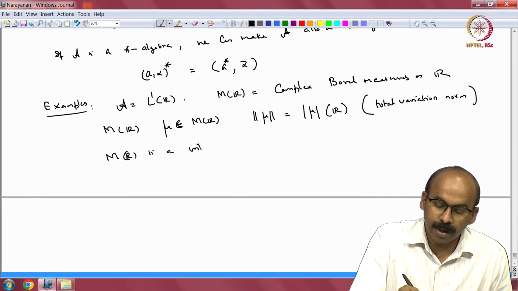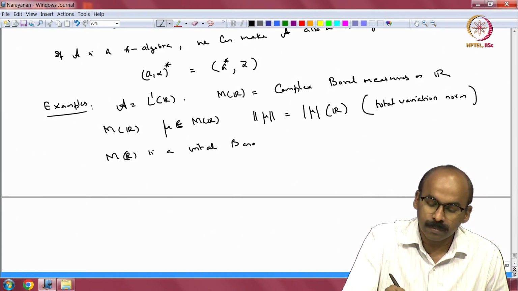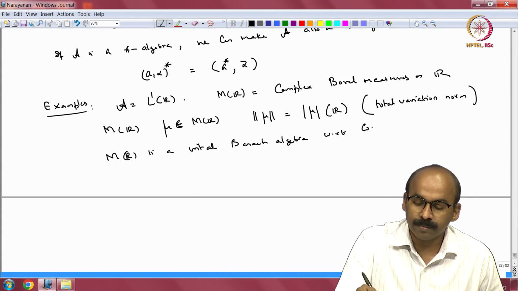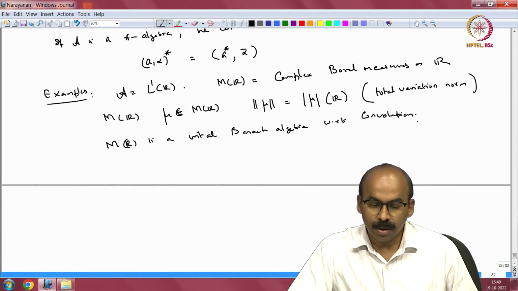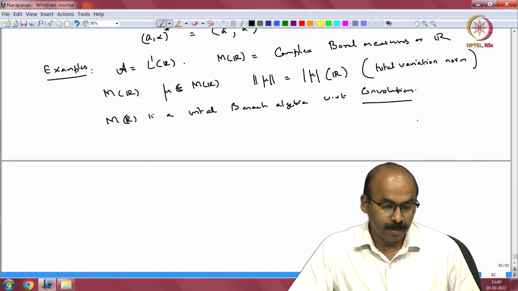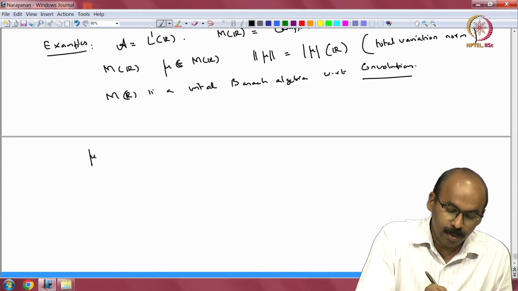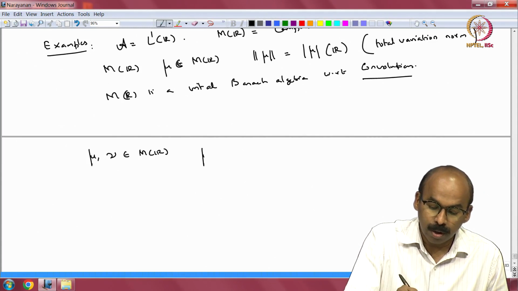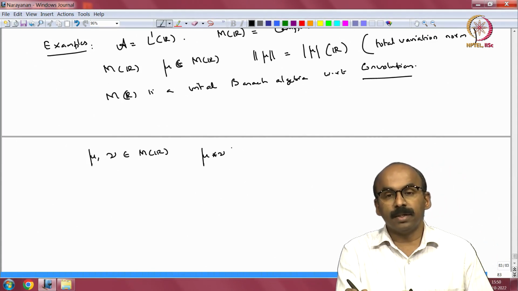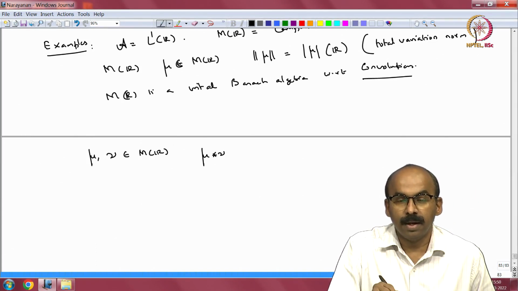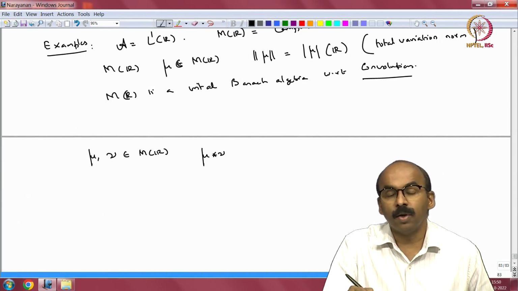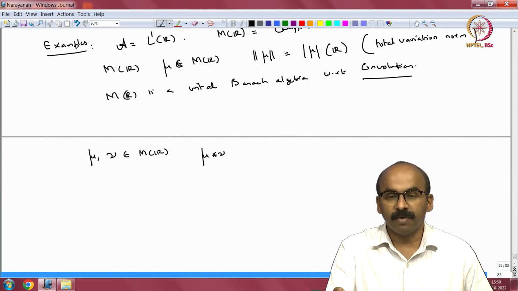M(R) is a unital Banach algebra with respect to convolution. Okay. So, what is the convolution of two measures? Let me define that quickly. I take mu and nu in M(R), then one can define mu convolved with nu. This is a measure, so it is a linear functional on Cc(R) or C0(R). I just need to tell you what it is after integrating against a function.